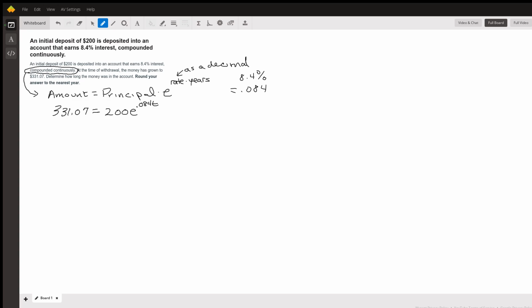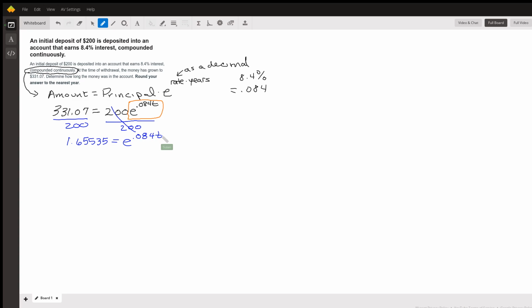And to do that, we're going to need to isolate t, but it's here with this whole part. So we want to make sure that we've got that alone, and then we'll figure out how to get t by itself. But first, we're going to get rid of that 200. So we're going to divide both sides by 200 and cancel that. That's going to end up being 331.07 divided by 200, which is 1.65535, but you can round it. Leave it on your calculator.